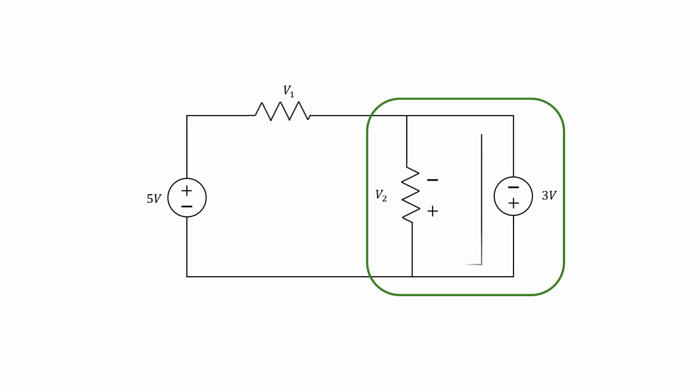If we take the loop to be clockwise, the battery's polarity goes from negative to positive, or a rise, and the resistor's to be positive to negative, or a drop, as is consistent with resistors. The equation can now be written. 3 volts, the battery's increase, plus negative V2, the resistor's decrease, is equal to 0. Rearranging gives V2 equals 3 volts.